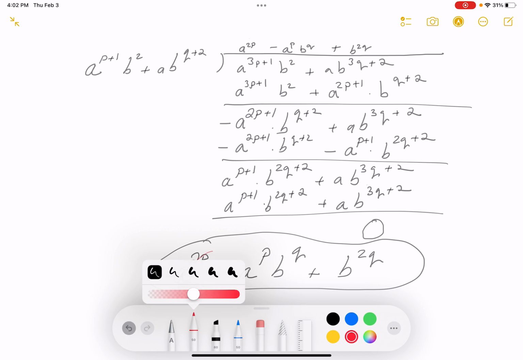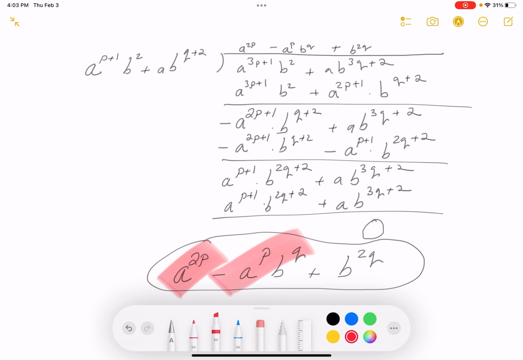Let me get my highlighter out and back up on that. Sorry, I got my highlighter out. A to the 2p, I got that. Minus a to the p, b to the q, I got that. I'm just looking at my answer key. Plus b to the 2q, all right? Not bad. It was easy to do. Maybe I shouldn't say easy to do. It was doable. Thank you.